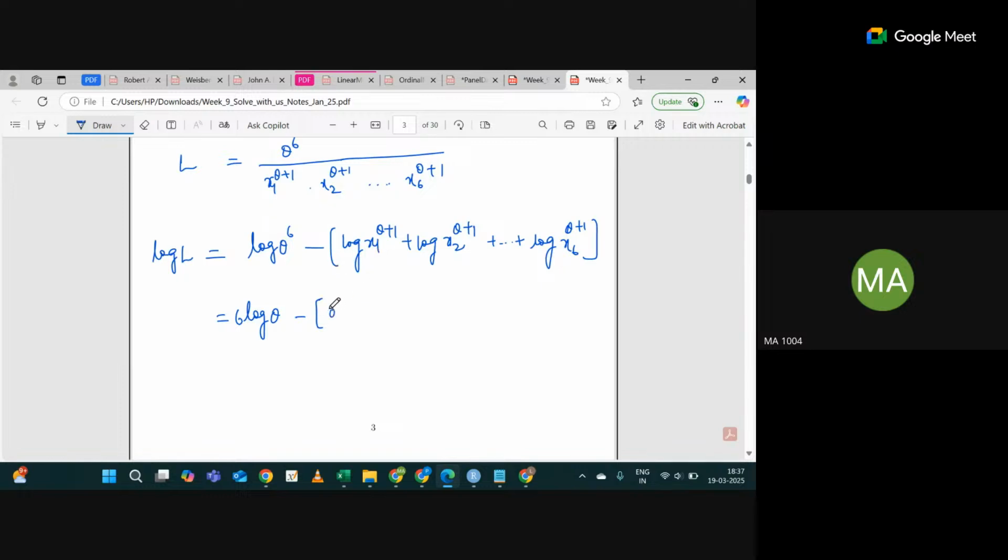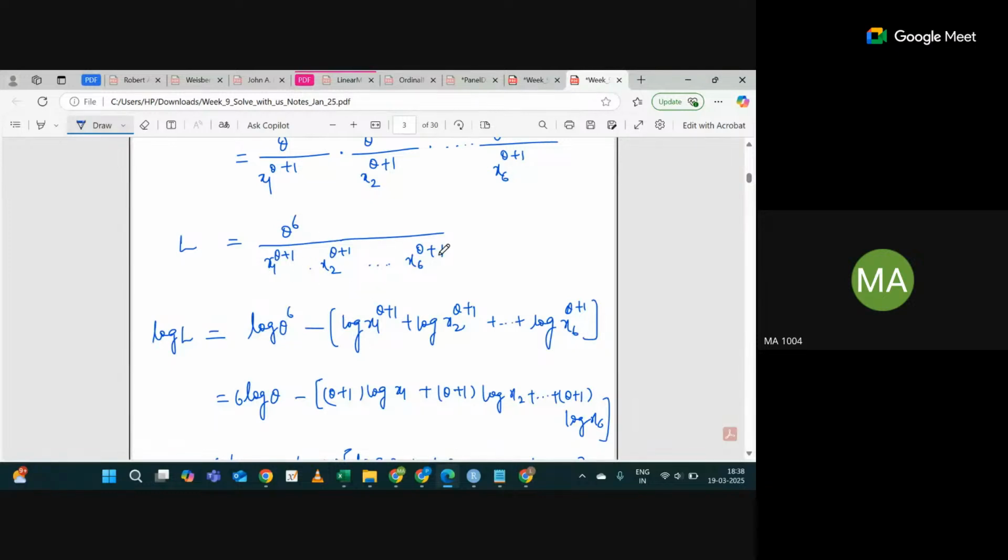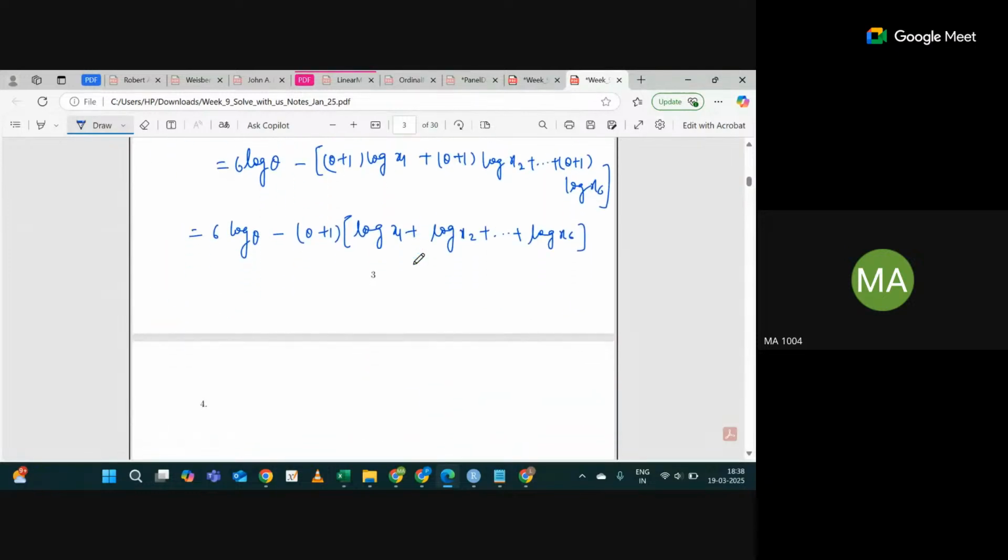If you observe here, can I write theta plus 1 log of x1? Yes or no? Yes. Theta plus 1 log of x2, plus so on, plus theta plus 1 into log of x6. Now, if you observe, I can take common theta plus 1 or not. Yes, sir. What are the things remaining? Log of x1 plus log of x2 plus so on, log of x6. Another thing you can do right now here: if you see the powers are same, accordingly you can adjust, right? But let's go step by step. So this is log of L.